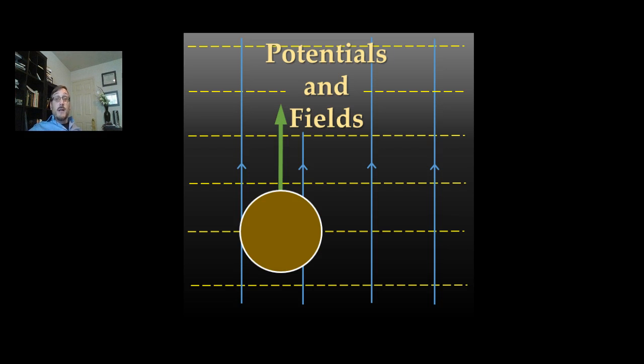Next, I looked at the potential, found the potential energy of my particle, and was able to use conservation of energy to find a similar relationship between the potential difference between two places and the final velocity. When I was able to do that, I was basically able to show you how potentials and fields are related to each other.